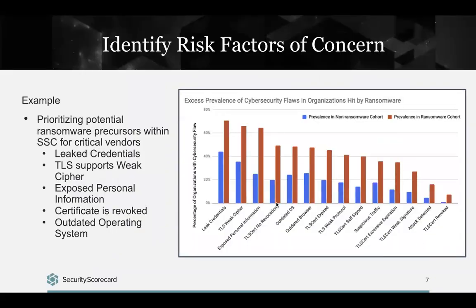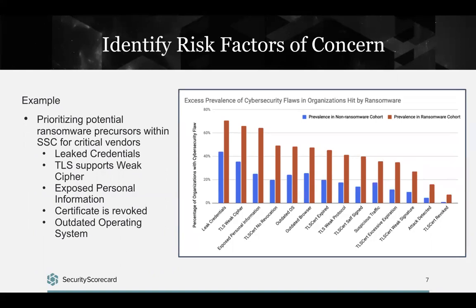Let's shift gears for one moment and look at this from the perspective of the cyber risk itself. We see a lot of commonalities among organizations where breaches are occurring. This chart on the right side gives us an example of the type of cybersecurity flaws in organizations that have been hit by ransomware. And what you see here is a high degree of correlation between leaked credentials and the prevalence of a ransomware attack.